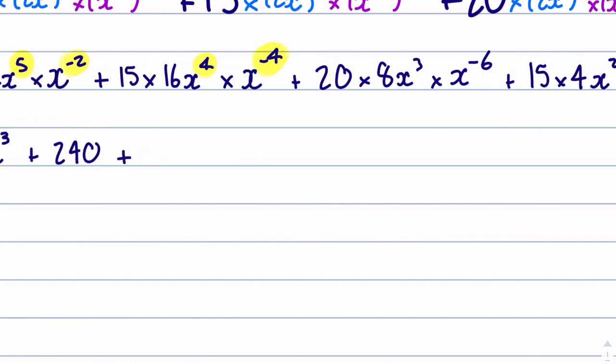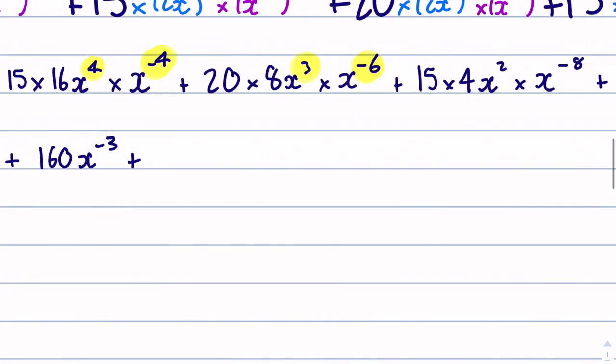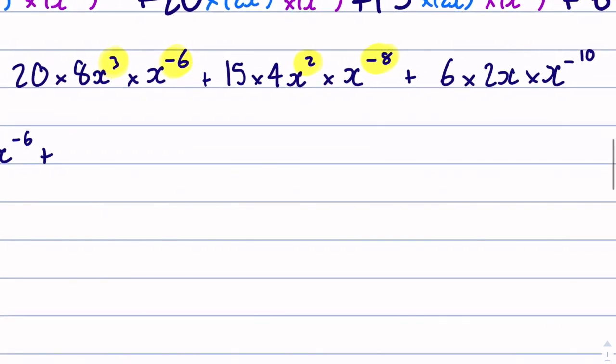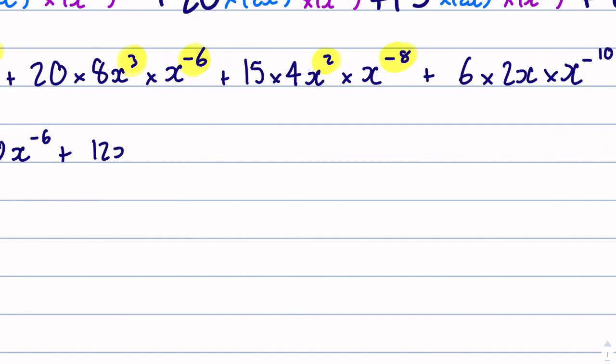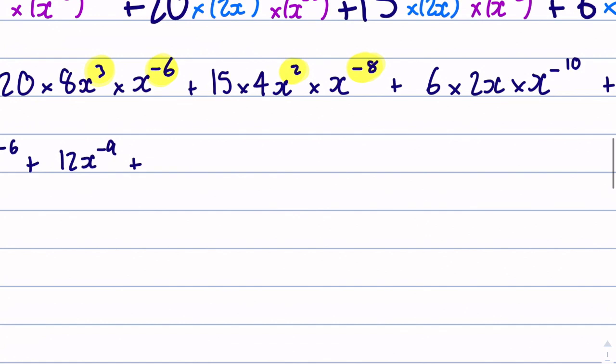It disappears. 20 times 8 is 160. x to the 3 and negative 6, negative 3. Plus 15 times 4, 60. x to the 2 and negative 8, negative 6, plus 12x to the negative 9, plus x to the negative 12.